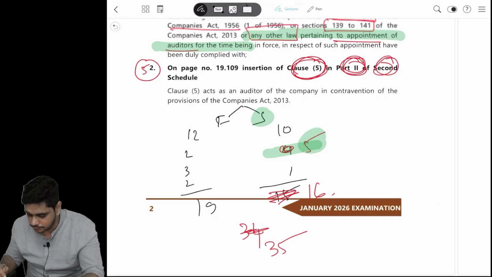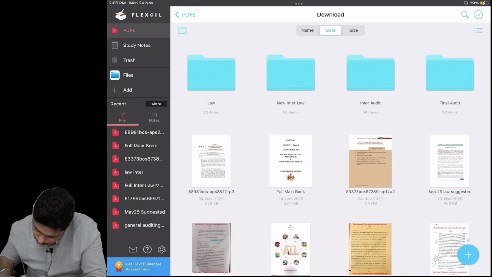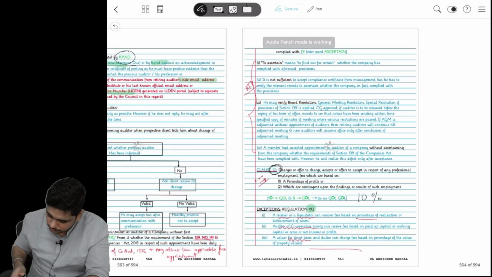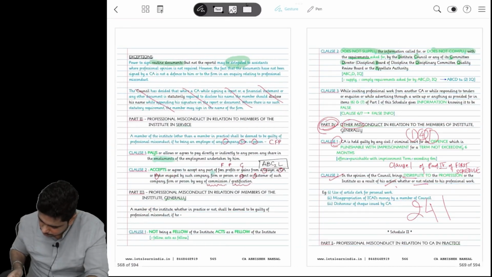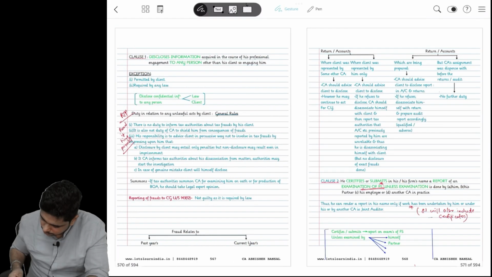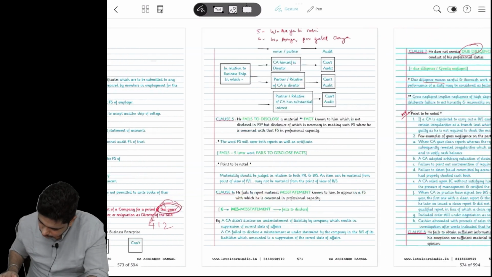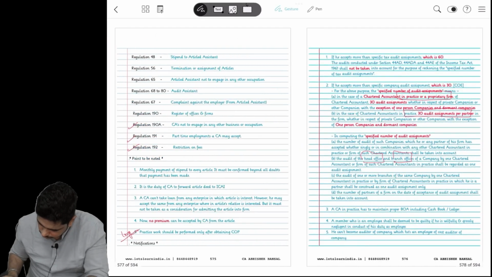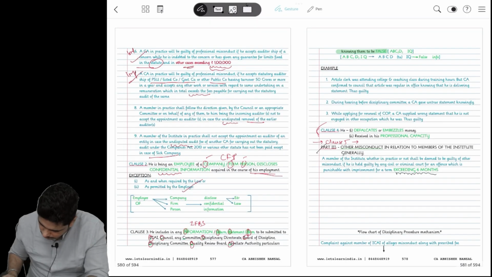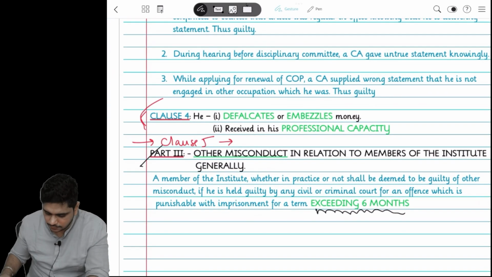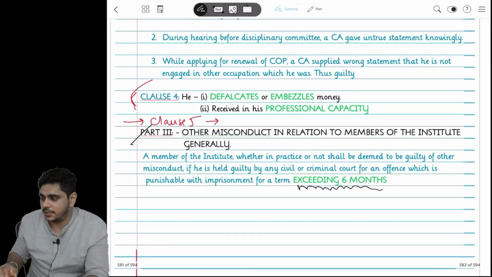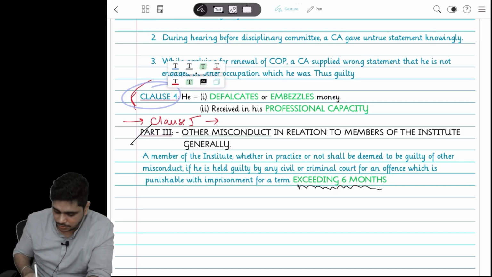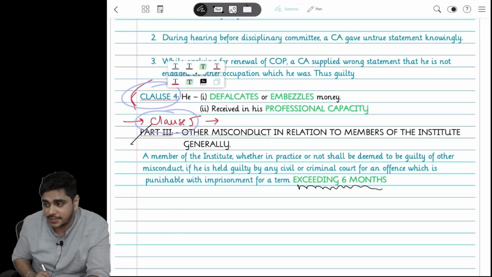Where to add this? Come to page number 578. After Clause number 4, you will add Clause number 5. It's added. It's a new clause.